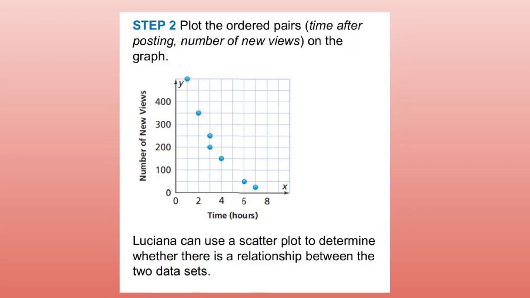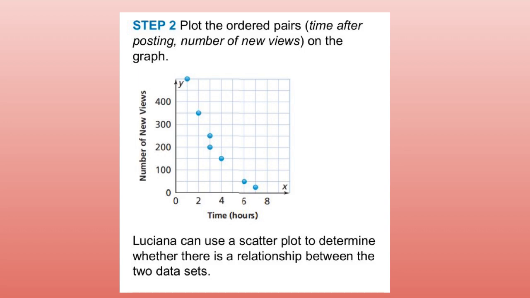Once you have your graph set up, you've got your axes, you've got your labels, you've got your intervals, it's time to start plotting the ordered pairs. Time versus number of new views. And in a scatter plot, you just put dots for every data point.